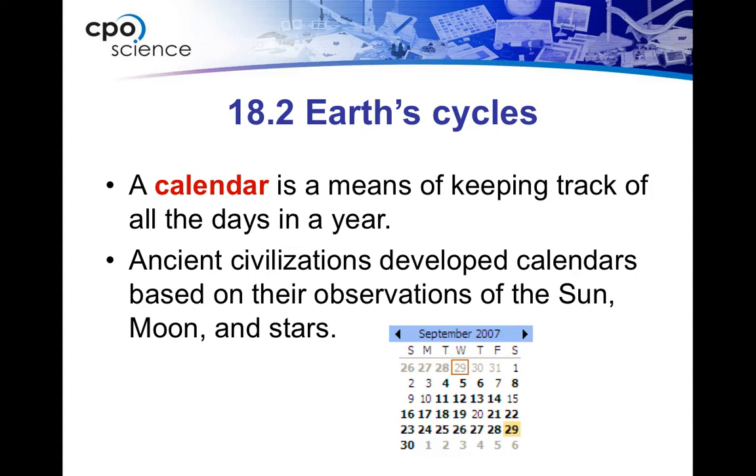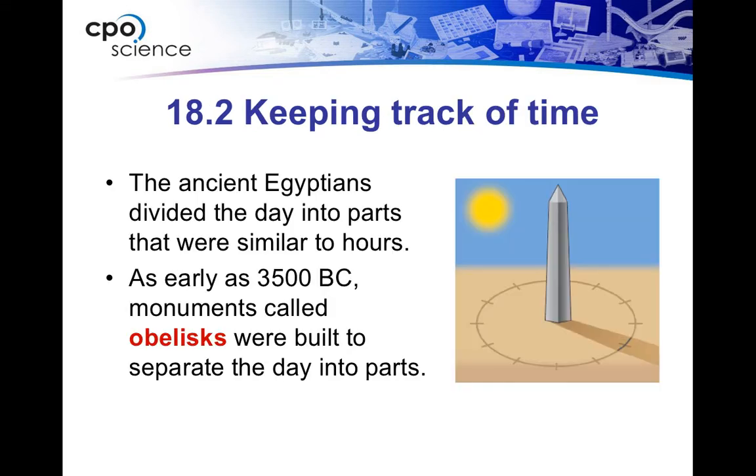So a calendar is just a means of keeping track of all the days in a year. Many civilizations have come up with different calendars based on different things: sun, moon, stars. So even back in ancient Egyptian times, they divided it into hours.